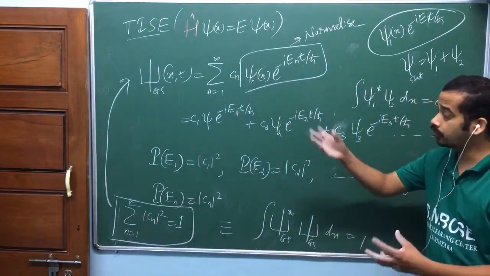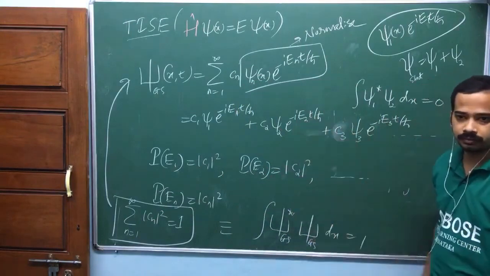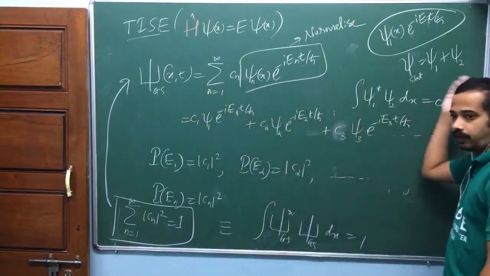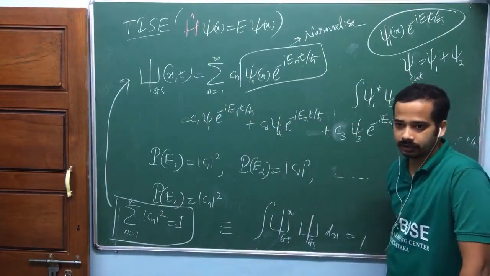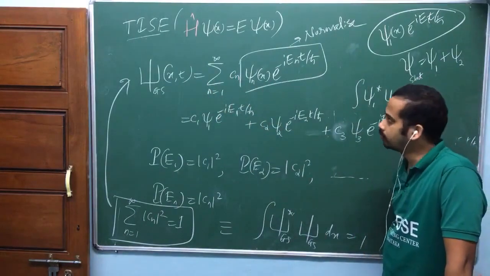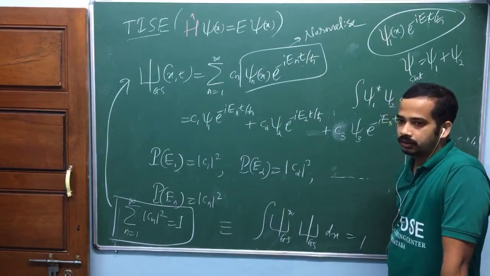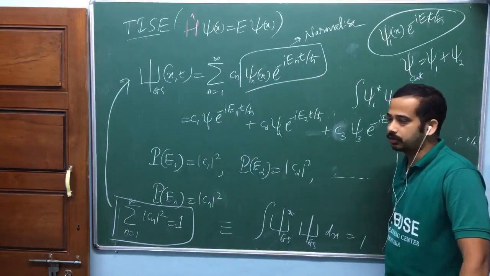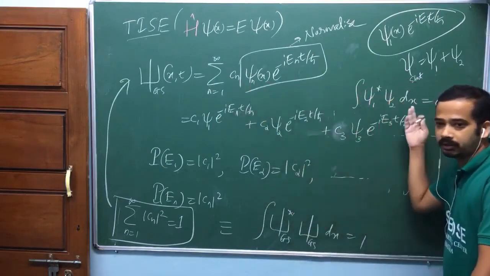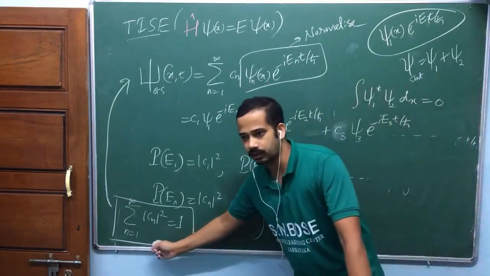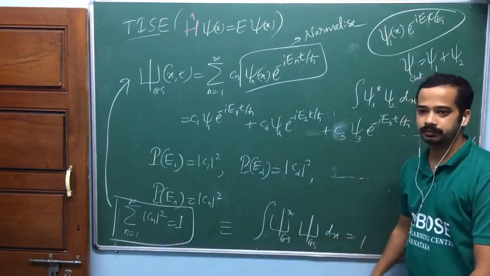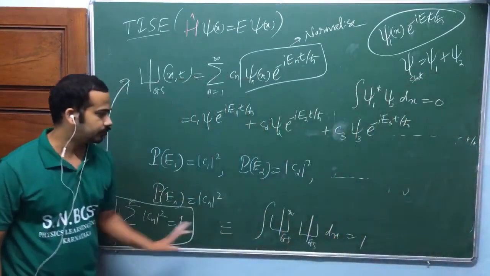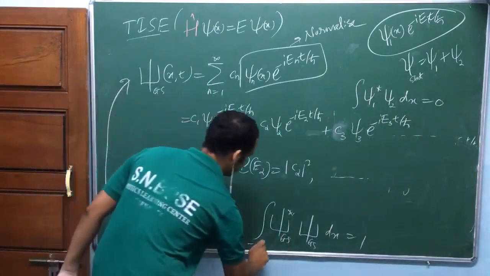Suppose that the initial state is some generalized function. If you expand that in terms of this one, and it contains infinitely many terms, just like your Fourier analysis, then this will be a very tedious task. Then we go for this one. You will understand after solving problems, okay? But just remember these two are equivalent, minus infinity to plus infinity.